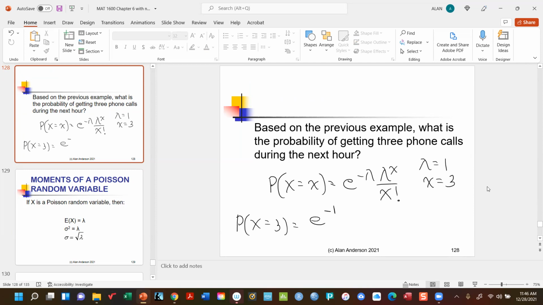e to the minus lambda is e to the minus 1. Lambda is 1. We raise that to the 3rd power. And we divide that by 3 factorial, which is, of course, 6. So you actually end up with e to the minus 1 times 1 over 6. And that works out to be about 0.0613. All right, and that's all there is to it.